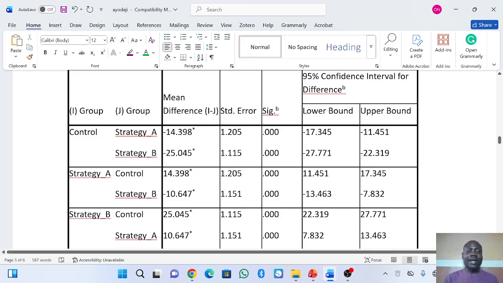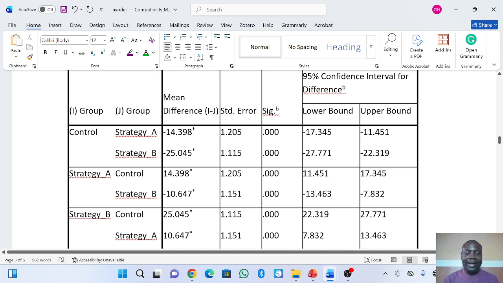You will notice that here, this is I, which is a group. J is another group. So they are giving us the mean difference here. You can look at this place. And this is whether the difference among them is significant. It's like they are doing a t-test between each of the groups. So they did the one for control and strategy A.